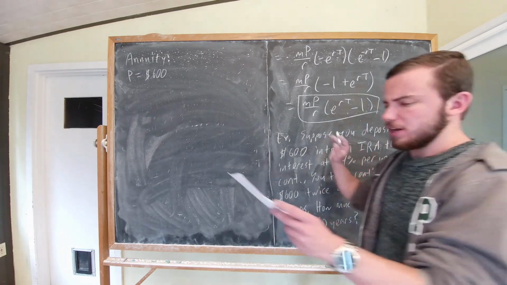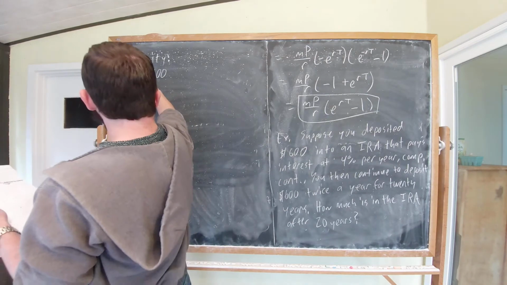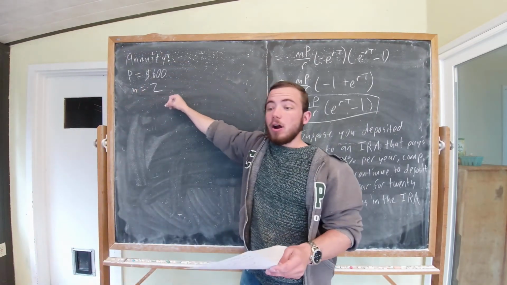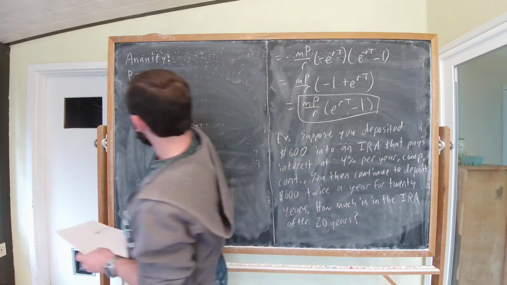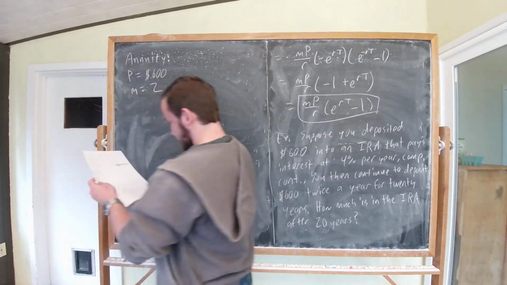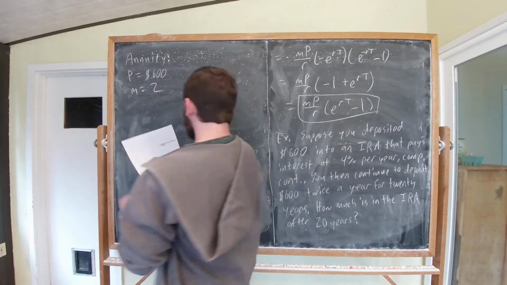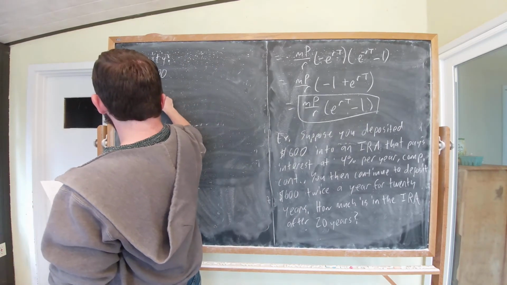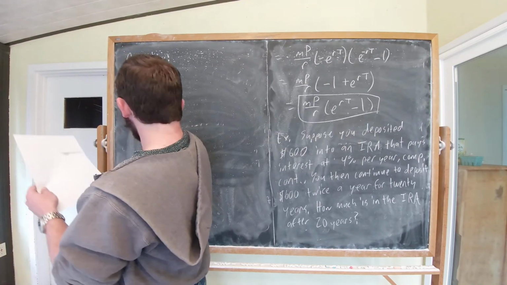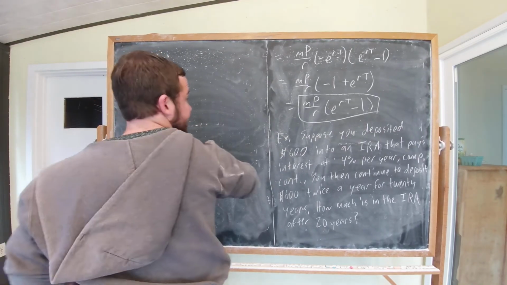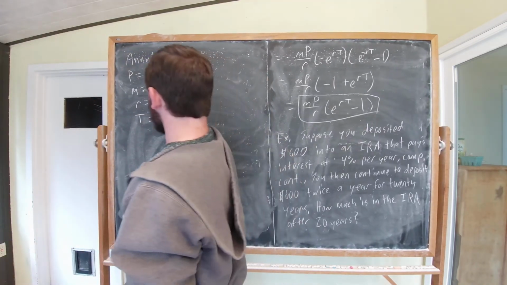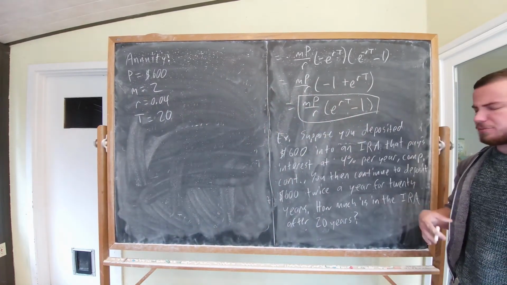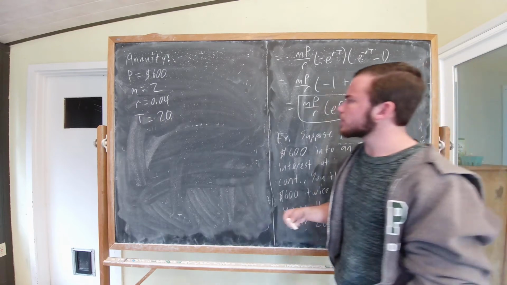So this is an annuity with our payment amount being $600, M, right, our number of payments per year being 2, paying every 6 months. And our interest rate is 4%, 0.04, and our time period T is equal to 20 years. So I haven't worked out the numbers for this, hopefully it goes.